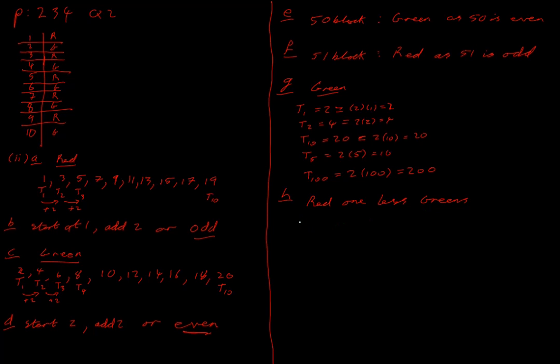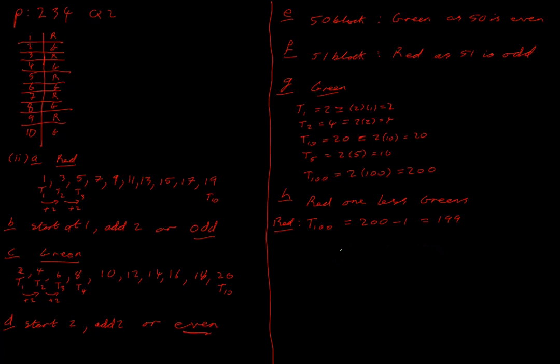So let's see if that works. For my red list, if I had my third term here, if I take 1 away from that, I end up with my third term in my red list. And for any of them that I want to try, that works out. So my 100th term in my red list is going to be whatever my 100th term was for my green list minus 1. So I get 199.